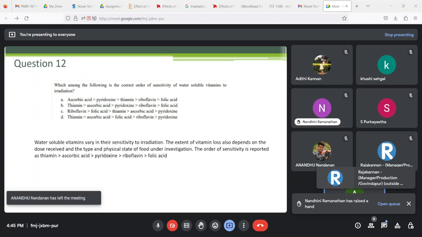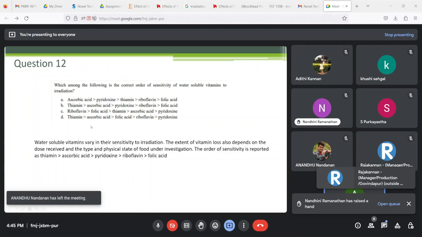Amongst these, the extent of vitamin loss will depend, apart from directly the kind of vitamins, also on the dose that the food receives and the physical state of the food. If you're dealing with a frozen food, then the effect will be less. But if you're dealing with a liquid food, then the effect will be more. So the physical state of the food will determine how much of the vitamin is lost.